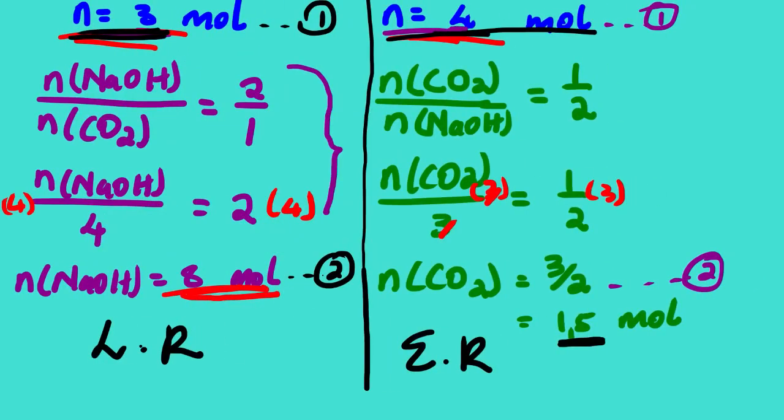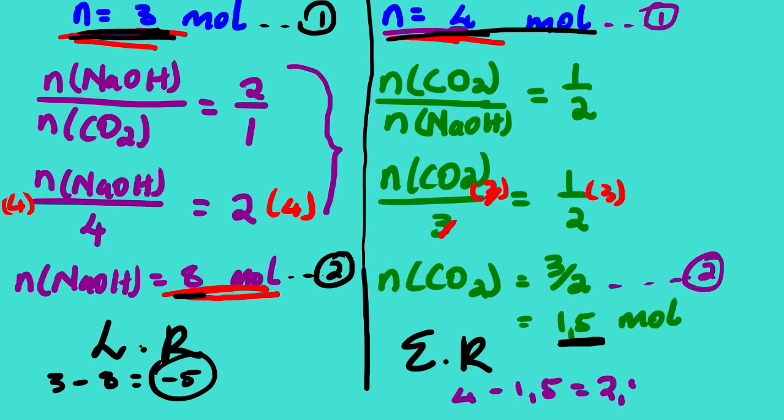So let us look at this. 3 minus 8, we are going to get -5. So you can see that the answer is negative. Then we go ahead and check this one. We have 4 minus 1.5.